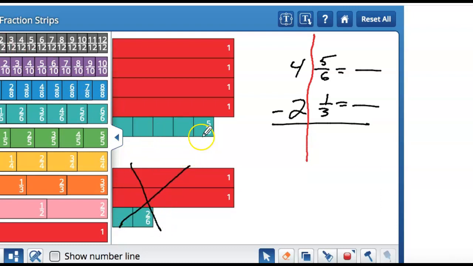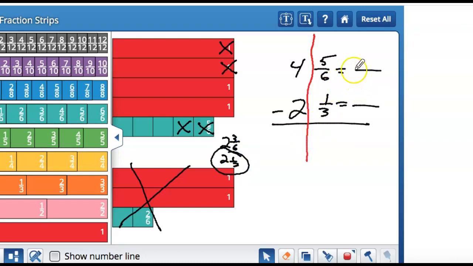So to be honest, when we are doing modeling, we really don't have this. We just have to be able to picture it in our head. Do I have 2/6 to take away from here? Sure I do. So let's actually take away this 2 and 2/6 from here. So that's gone, and let's take away 2/6. What does that leave us with? 2 and 3/6, which we know is 2.5. So 2.5 is our answer.